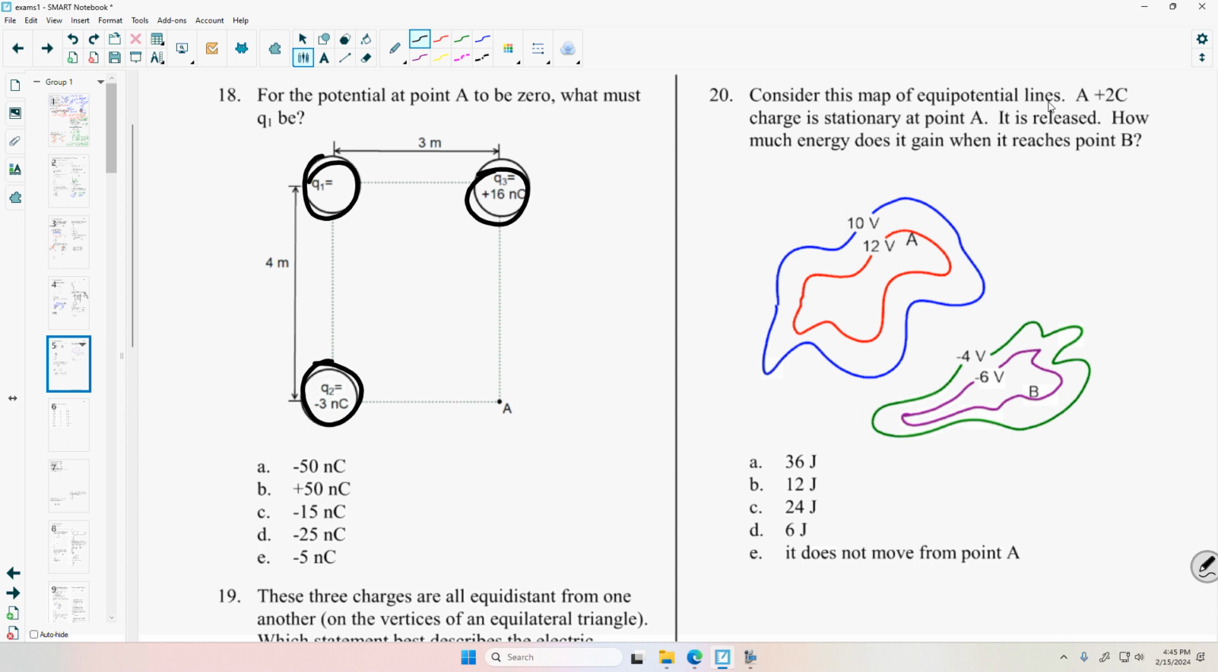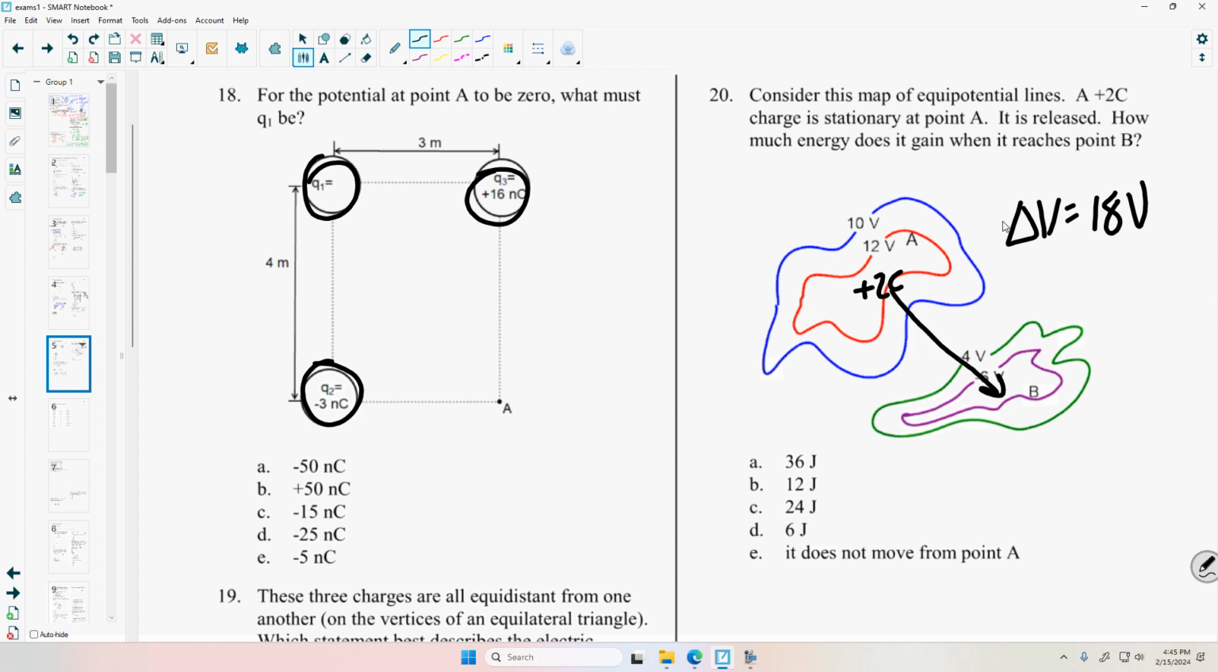And then for this one right here, if I have a 2 coulomb charge at point A, so a plus 2 coulomb charge, it's going to move from high to low potential. So it's going to roll downhill, so to speak, into that low potential state, into -6. It's going to have a delta V of 18 volts because it went from 12 to -6. That's a difference of 18 volts. I know my sign is wrong there, but again, I'm not really worried about the sign.